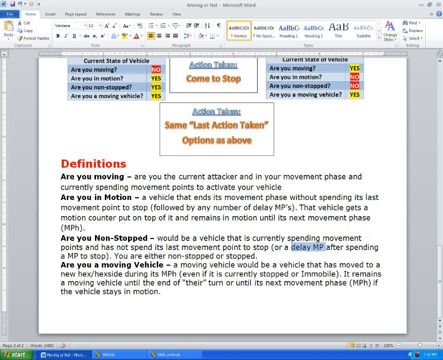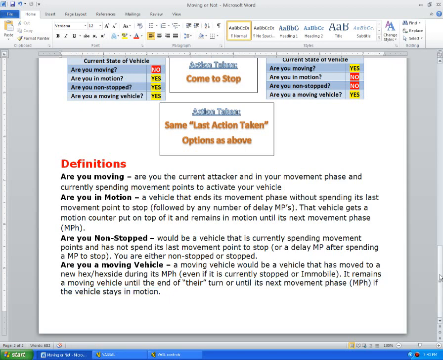So starting a vehicle up means you are no longer stopped, you are non-stopped. And last but not least, are you a moving vehicle? A moving vehicle, once you move into a new hex or hex side during the movement phase, all you have to do is move into a new hex or new hex side. You're going to remain a moving vehicle till the end of your turn. And if you don't spend any movement points to stop, you're going to remain a moving vehicle until the start of your next movement phase, because you're going to be staying in motion.